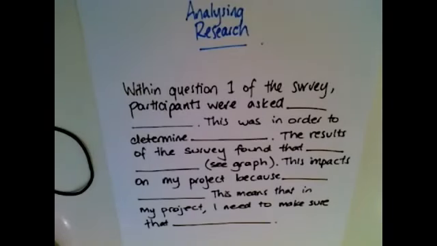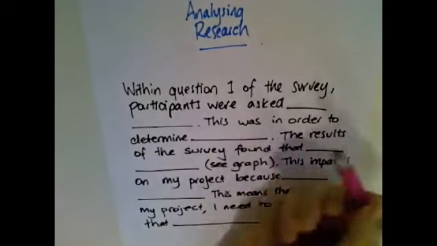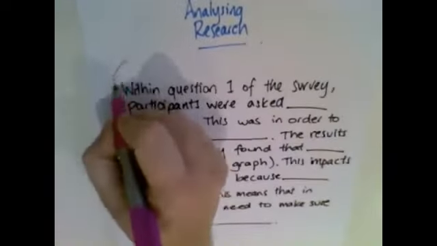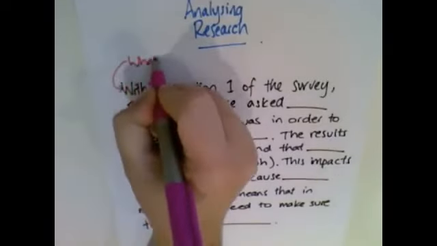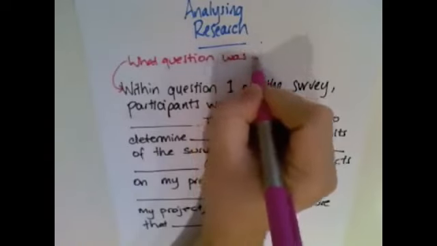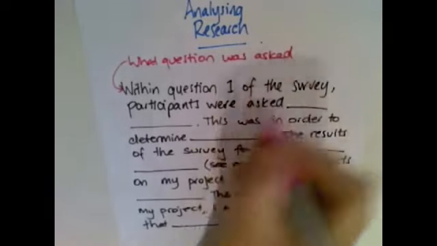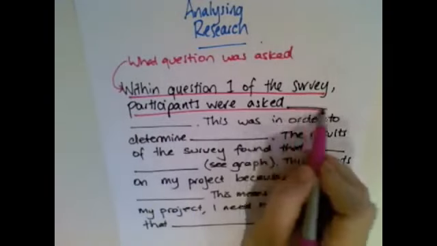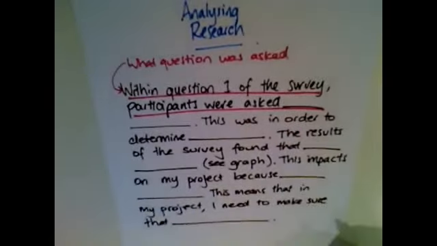So, what structure should your analysis follow? For each question within your survey, you'll need to follow a particular process. So the first question that you're going to answer within your response is, what were the participants asked? So what question was asked? So this bit here, within question 1 of the survey, participants were asked this question.